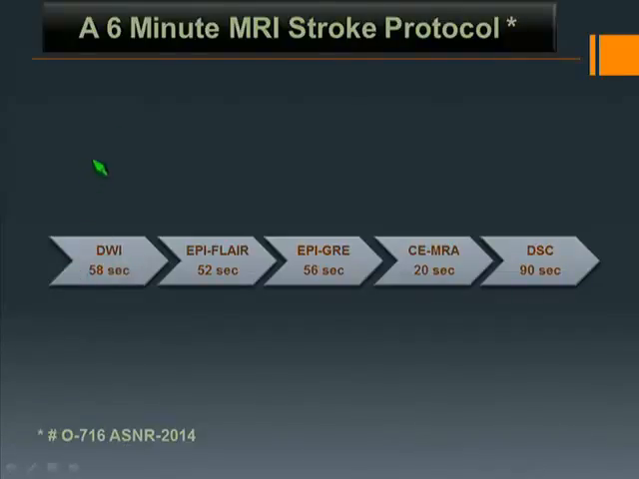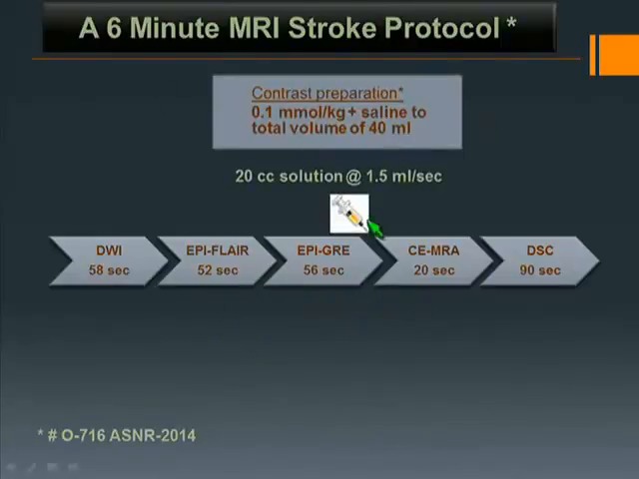Basically, we do a combination of EPI and parallel acquisition to accelerate the acquisition time. We do DWI, EPI FLAIR, EPI GRE. We do a split-dose contrast-enhanced MRA followed by DSC perfusion, and this DSC perfusion is done with half-dose contrast at the end of the examination.